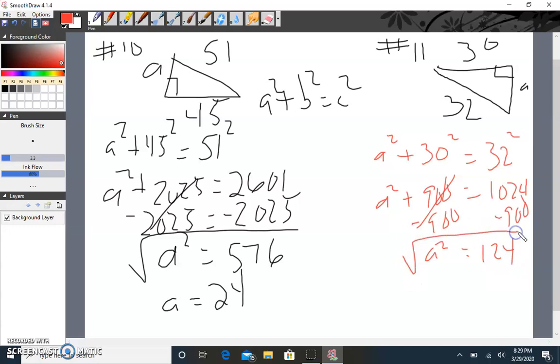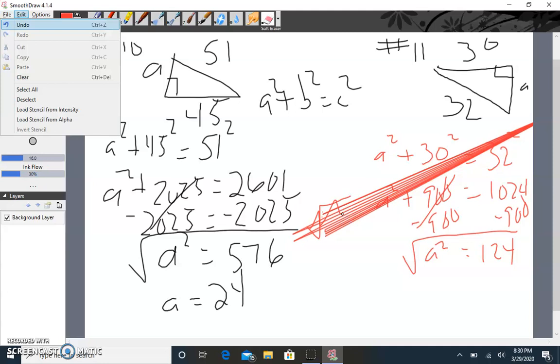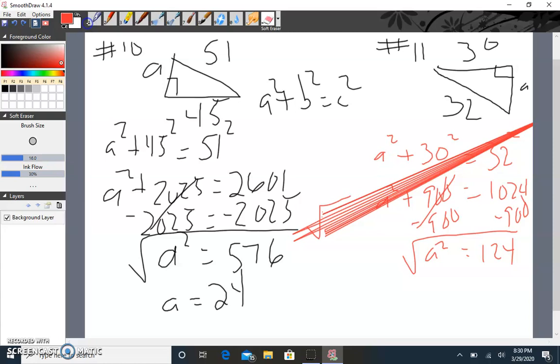Square root both sides. Now, if we remember, we should know up to at least 12 or 13, hopefully all the way up to 15 on what the squares are. That's not a perfect square. So we can work it out and put 124. Well, we'll have to excuse that. Let's see if we can get rid of that. There we go.